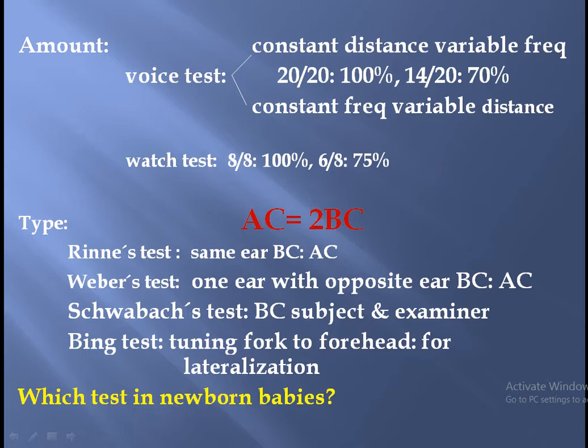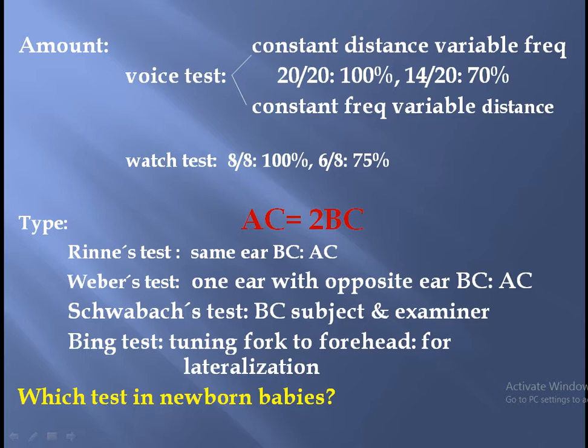hearing ability. In the Bing test, a tuning fork is applied to the forehead to diagnose the lateralization of the hearing loss. Either there is more loss towards the right side or towards the left side, so that can be checked through the Weber test.